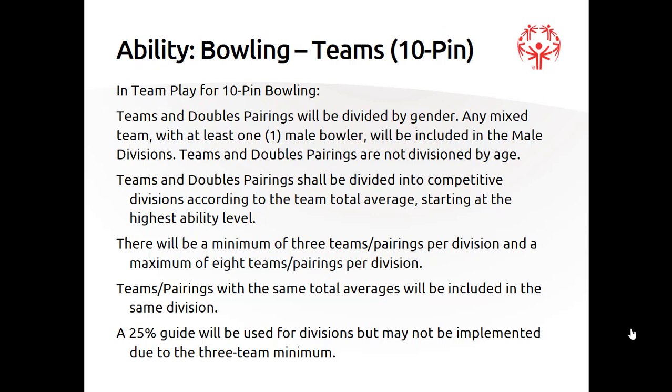Teams and doubles pairings are placed into divisions based on the team's total average, starting at the highest ability level. Divisions will be made up of a minimum of 3 teams or pairings and a maximum of 8. Teams with the same combined average will be included in the same division. As well, a 25% performance guide will be used to determine divisions, keeping in mind that the 3-team minimum division size will also be implemented.